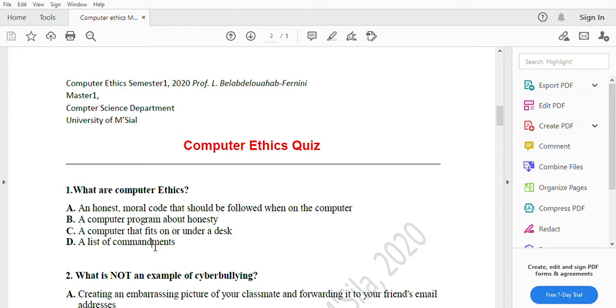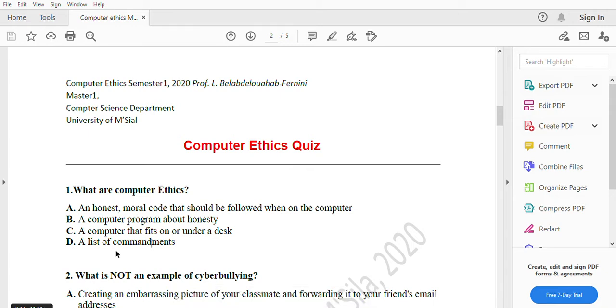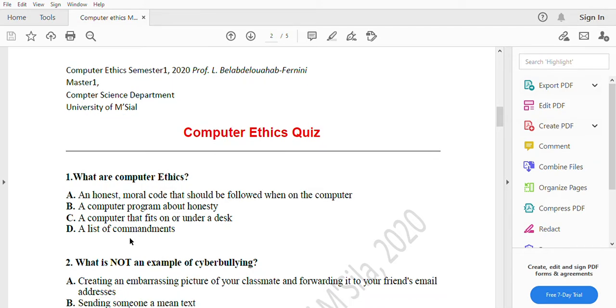So, well, what are computer ethics? In A, we have an honest moral code that should be followed when on the computer. B, it's a computer program about honesty. C, it's a computer that fits on or under a desk. And the last one is a list of commandments. So which one is the right answer?